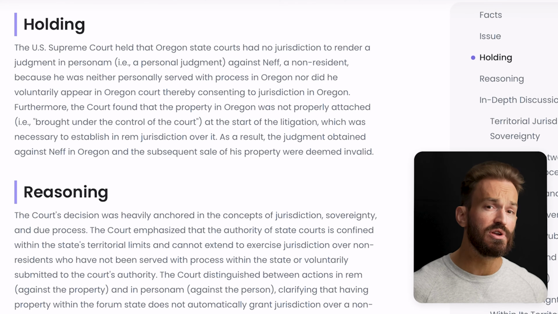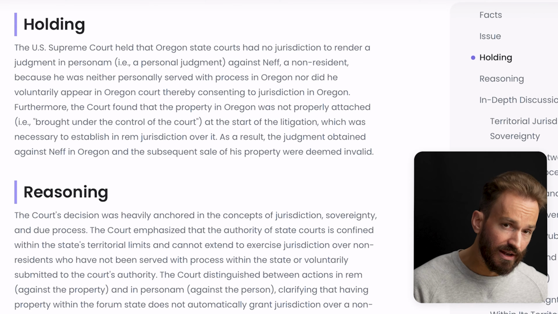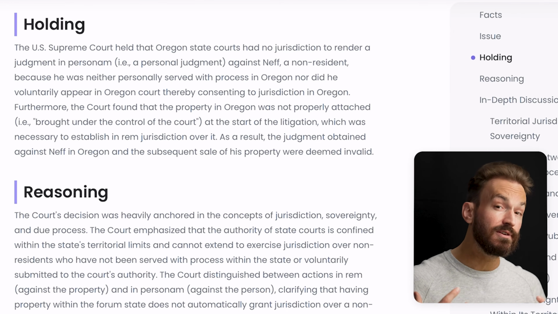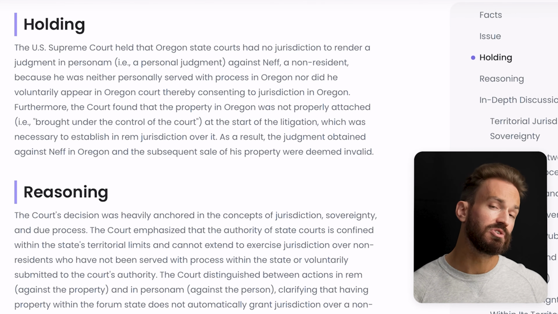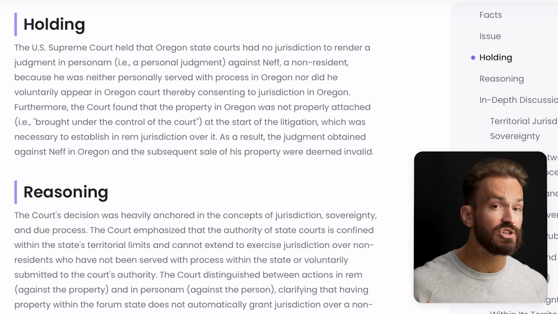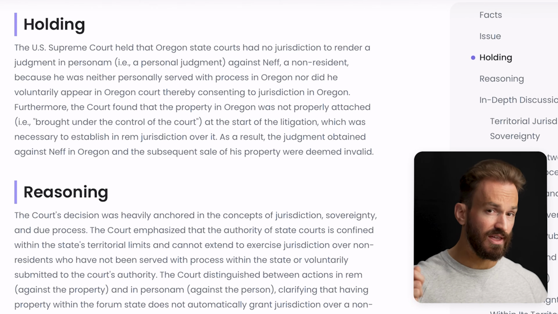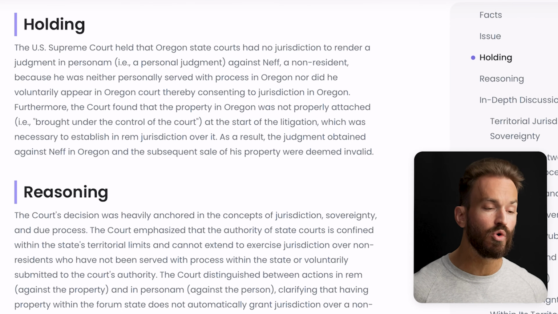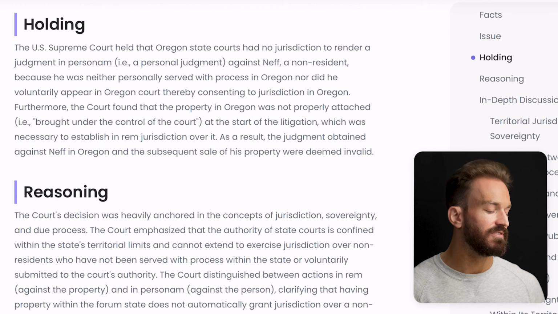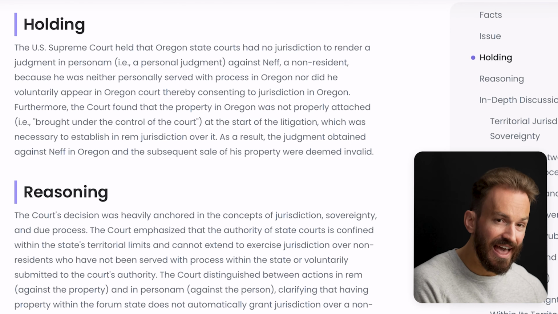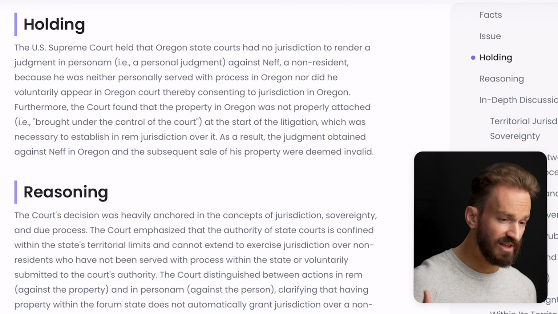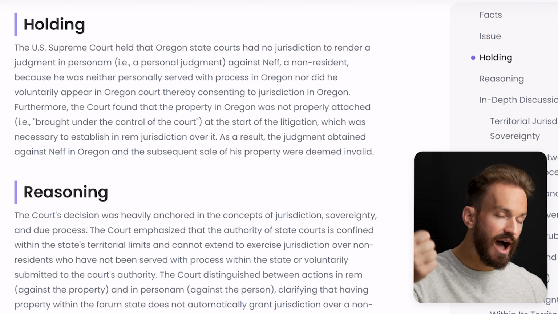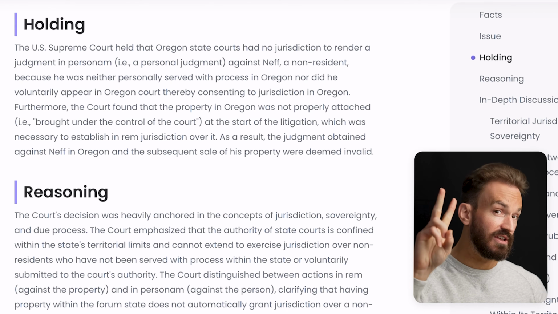So the United States Supreme Court is saying, look, for Oregon to adjudicate the rights and liabilities of Neff personally, what we call in personam jurisdiction, we need a sufficient connection between Neff and the state of Oregon. And here in 1877, the Supreme Court says the only way we can do this is if we can show Neff established physical presence in the state of Oregon, basically in one of three ways. Basically, he lived there, which he did not. He was a non-resident.